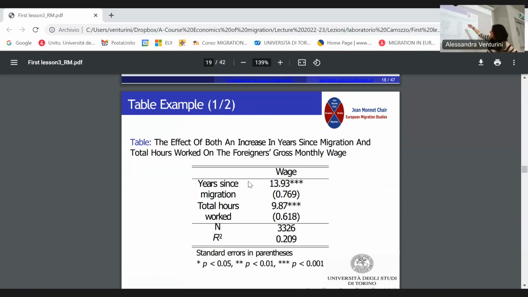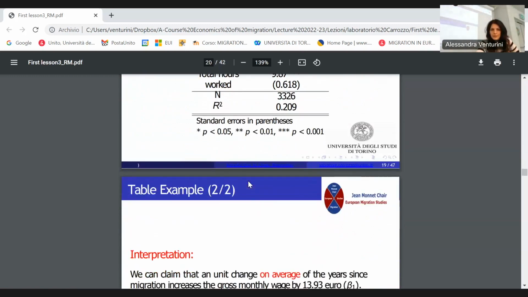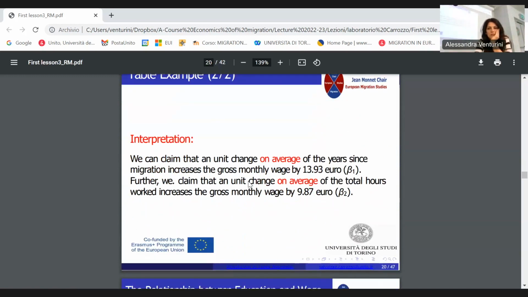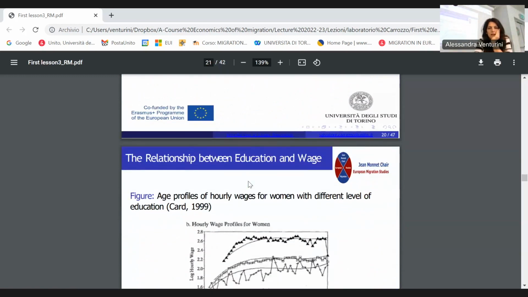It also indicates, from an economic point of view, that the length of stay is very important for the wage of the migrant, for the economic assimilation of immigrants. So that is the interpretation.